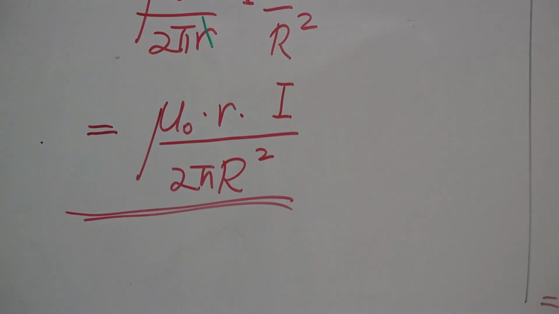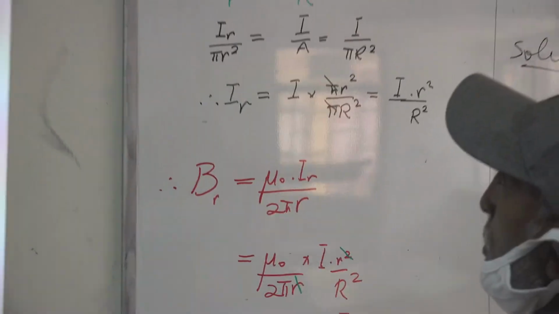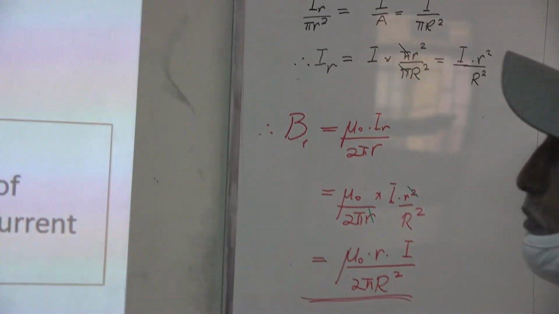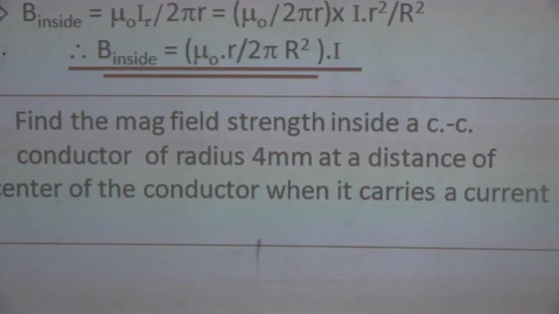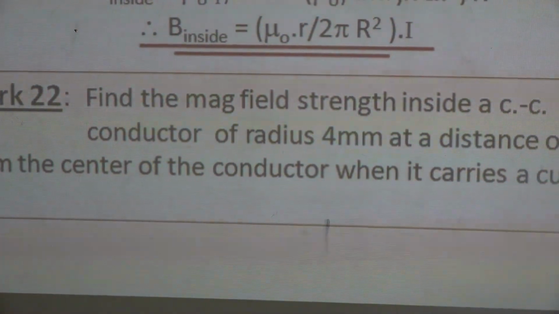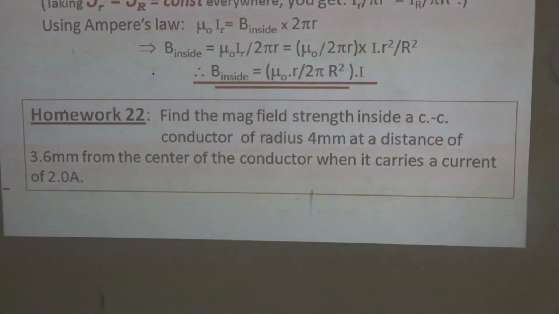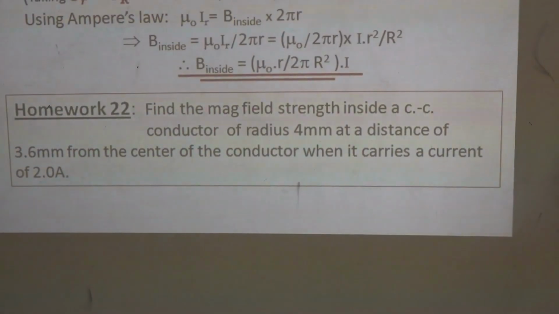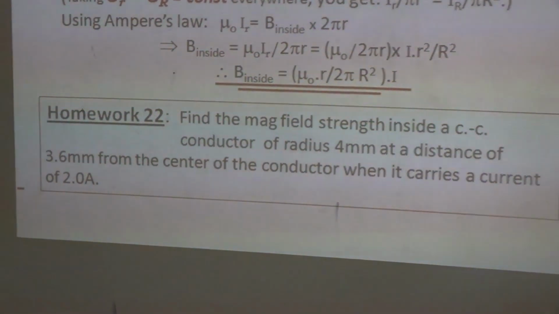So the formula is actually simple, but you have to remember two things: that the current density is constant, and Ampere's circuital law. So let's look at homework 22. It says, find the magnetic field strength inside a current carrying conductor of radius 4 millimeters at a distance of 3.6 millimeters from the center of the conductor when it carries a current of 2 amperes. You see, this is very, very simple, an application of this formula here.